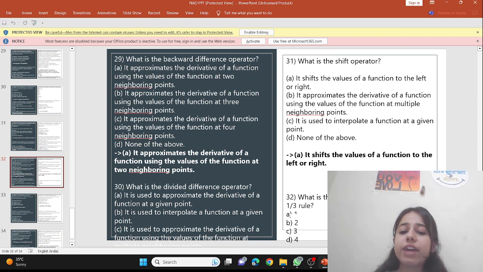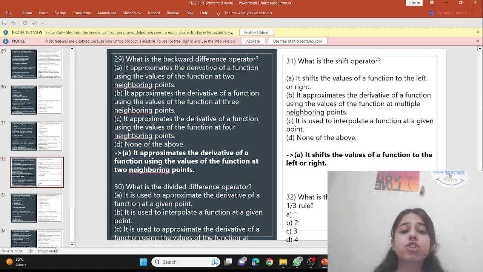30th question: what is the divided difference operator? Options are: A. It is used to approximate the derivative of a function at a given point. B. It is used to interpolate a function at a given point. C. It is used to approximate the derivative of a function using the values of the function at multiple neighboring points.